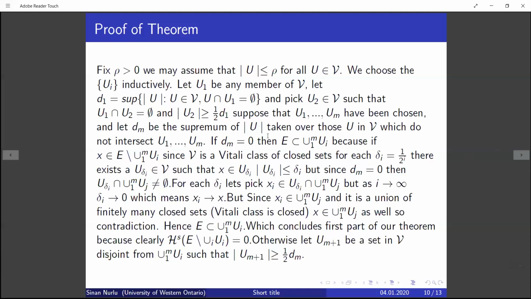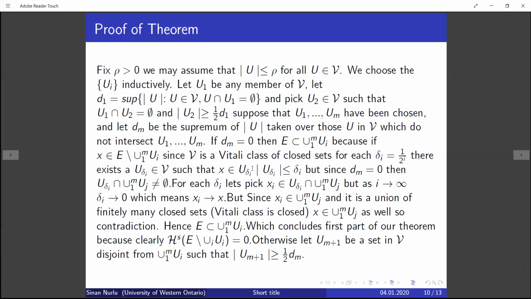One important note is that if our sequence terminates at the mth step, it means D_m is zero, which means the supremum of diameters of U's in the Vitali class that do not intersect our first m elements is zero, which means every U intersects our union of U_i's, because the supremum of U's that do not intersect them is zero. That means U_delta_i, whatever delta_i is, intersected with our union has non-empty intersection, which means for each delta_i I can pick an x_i in this intersection. This x_i will be both in our U_delta_i, but also in our union of U_j's here. But as i goes to infinity, delta_i clearly goes to zero, which means the diameters of the U_delta_i's go to zero.